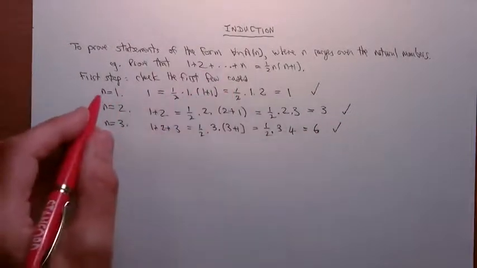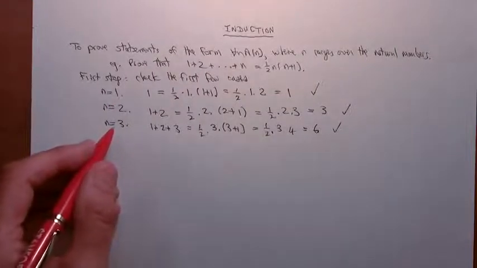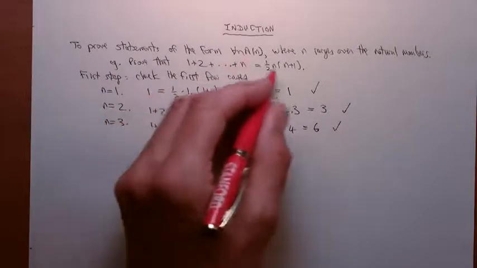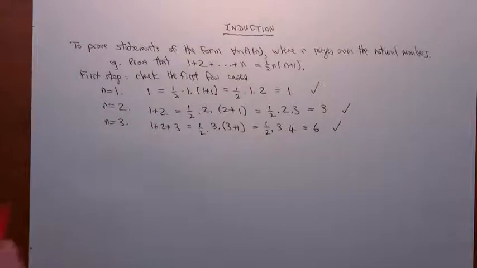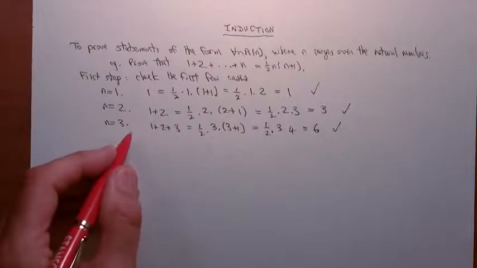So the formula checks out for the first 3 cases, and we might want to do a couple more cases. But at least that gives us some sense of what's going on. By doing this, we understand what the equation's saying. Now, so far, this isn't a proof. This is just checking the first 3 cases.